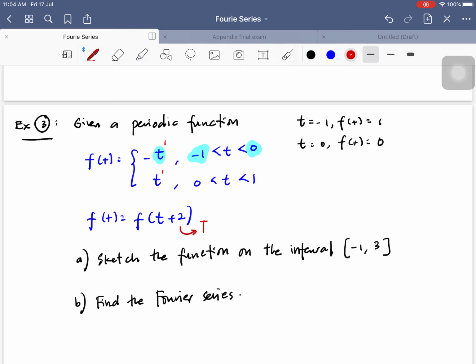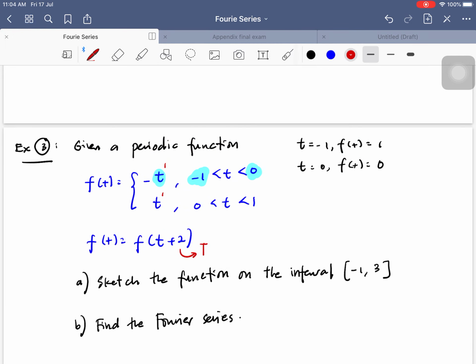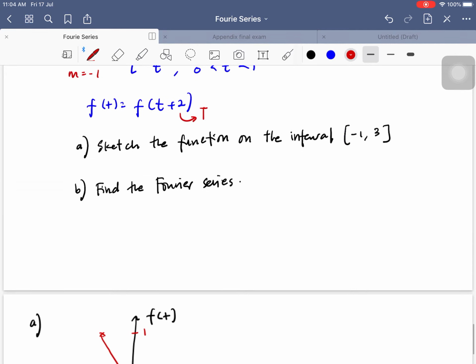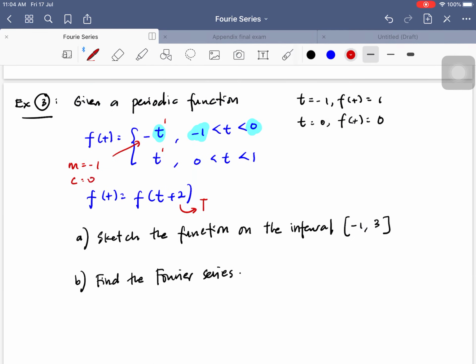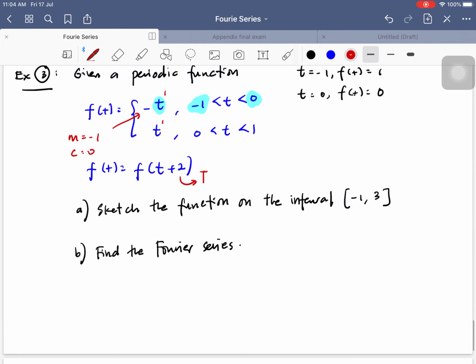So negative 1, 1 is going to be somewhere up here, so let's say it's a value of 1, and 0, 0 is going to be right at the origin. The graph is going to be going down, because from this function we know that the gradient is going to equal negative 1, so the graph is supposed to be going down, and the c value is equal to 0, so that's what happened over here. My intercept value at f of t is equal to 0.